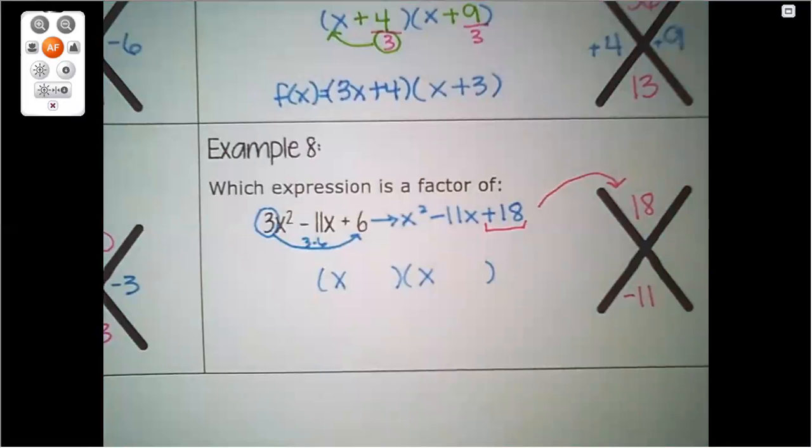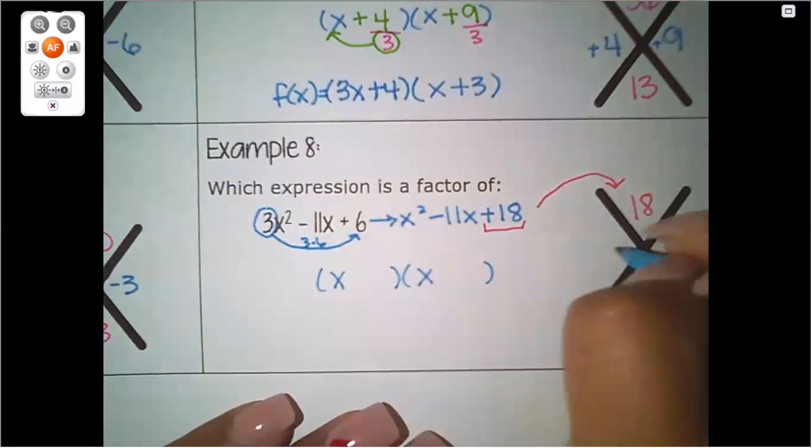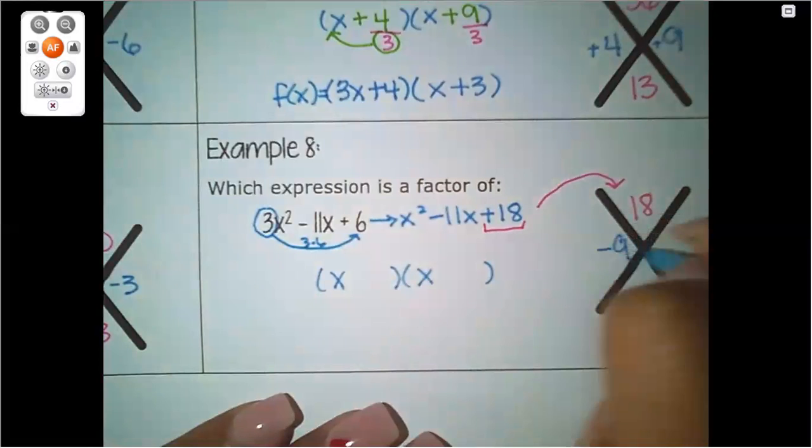On the sum, then what? Where you at? Where's the negative 11? If you're looking for the negative 11 there. That's all right. It's a mistake everybody makes. That's why we have to address it. So it gives you -9, -2.